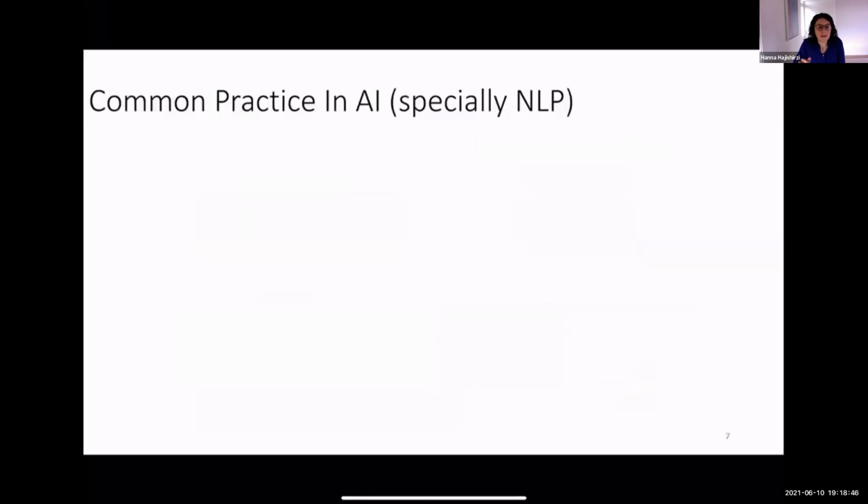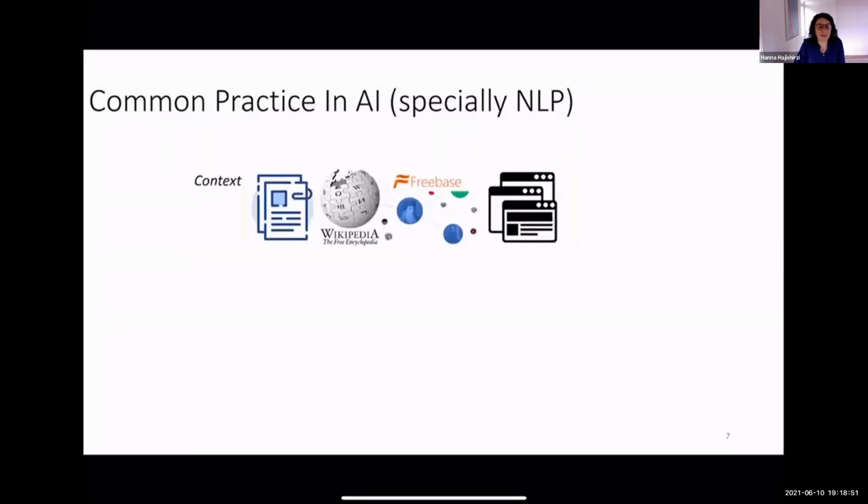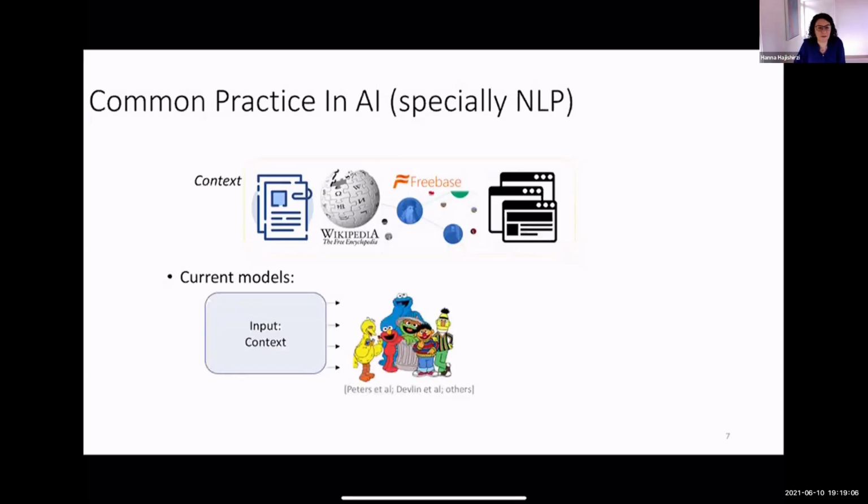Okay. What is a common practice in AI, especially in NLP? Most of you are familiar with that. Basically, the idea is we take the context. It can be Wikipedia, it can be Freebase, it can be a scientific article, and so on. We basically take this, pass it to one of our favorite Sesame Street character models, one of the pre-trained language models, encode this text, and then fine-tune it on the end task that we are excited about.